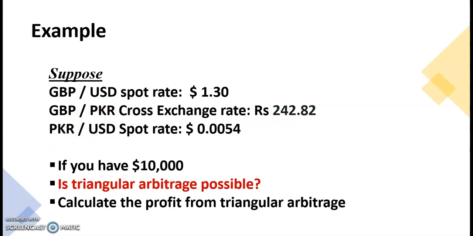The rate of buying US dollar by selling Pakistani rupee is 0.0054, quite low, but this is the data we have, and this is the current data of today. Now, if you have $10,000 available, is triangular arbitrage possible? We have to find it out, and if it is possible, we also have to calculate the profit that we can generate from the triangular arbitrage.